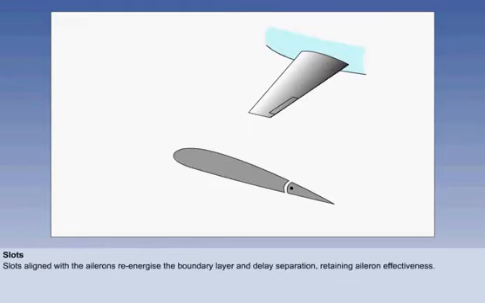Leading edge slots at the wingtips re-energize the boundary layer by increasing its kinetic energy. The result is an increased CL max, delaying separation at the tips and retaining aileron effectiveness. The function of slats and slots is fully described in the lesson on high lift devices.